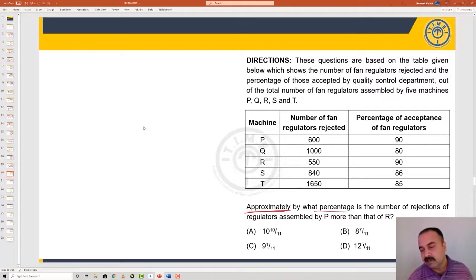Approximately by what percentage is the number of rejections of assembly of P more than the number of rejections of assembly of R? We're comparing P with R and the number of rejections is being compared. So now we have a straightforward comparison. Comparing 600 with 550. What percentage is 600 more than 550? 600 is more than 550 by the value of 50.